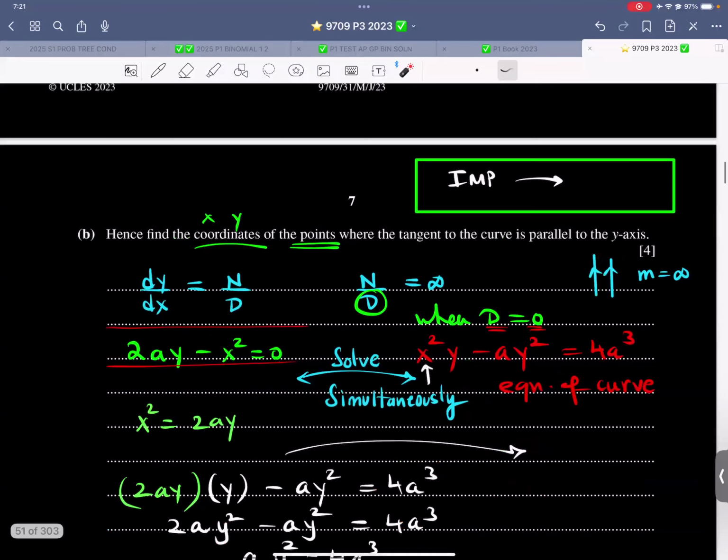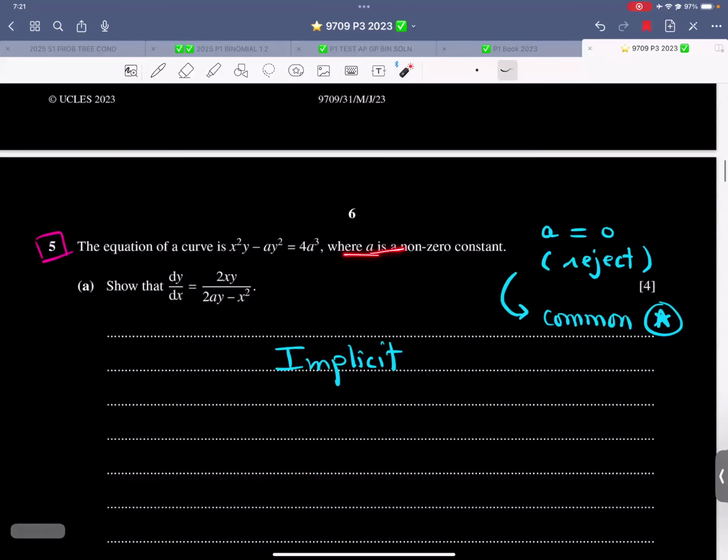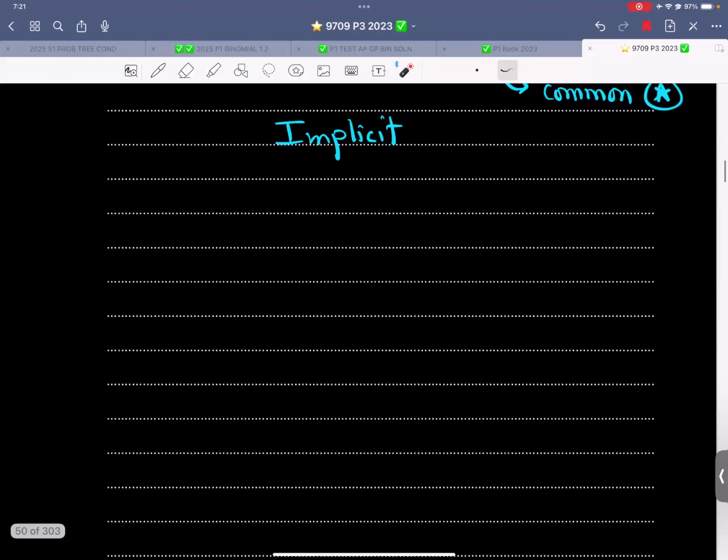Now, what was the purpose of saying that a is a non-zero constant? As such, we did not come across this thing. But if a is equals to 0, this thing will become 0. And x square y is basically y is equals to x square. So you won't be getting this. That is the logic for this particular question.